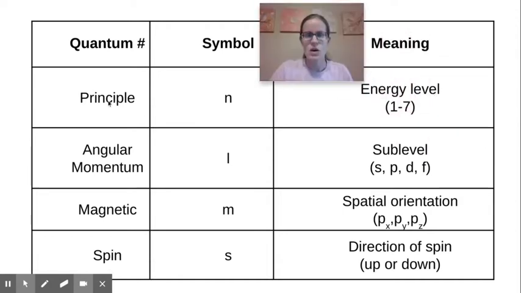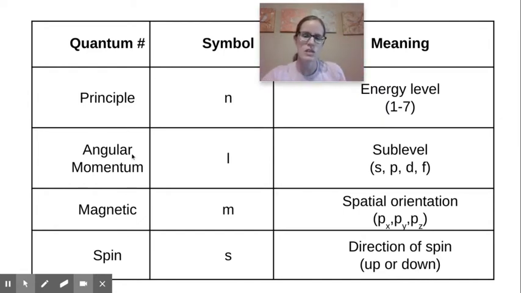So the principal quantum number, abbreviated with an N, which you've seen before. Remember, we had the N in the 2N squared. It's the same N here. It's the energy level, 1 through 7. That energy level also tells you how far away from the nucleus you are. Remember, we called these the N shells before. N1 was the first shell you drew, and then N2, N3. So it's the same thing. It's energy level, and it also tells you distance from the nucleus.